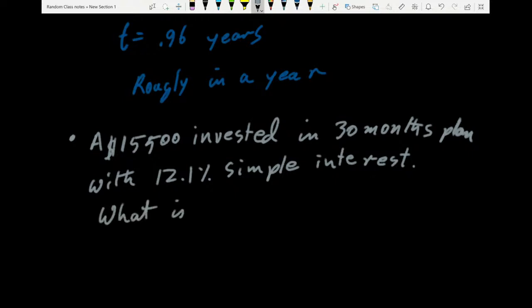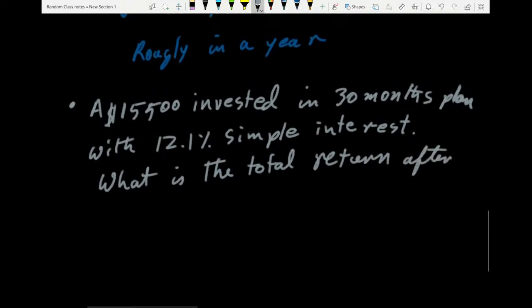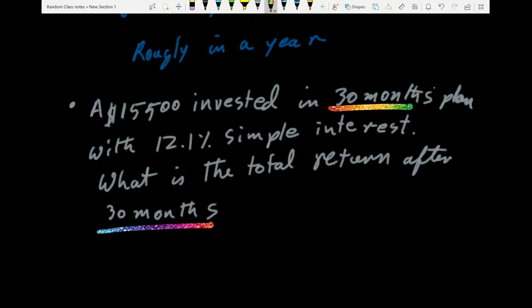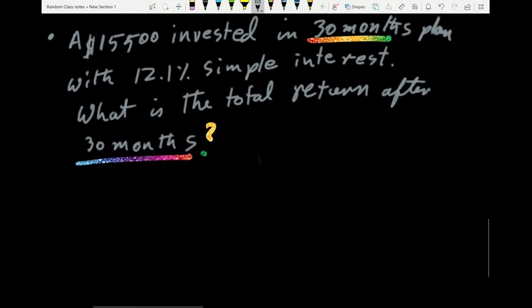What is the total return after 30 months? We have some issues going on. First of all, we said T is in years, but this is in months. So we have to convert all this in a nice way so we can understand what's going on.